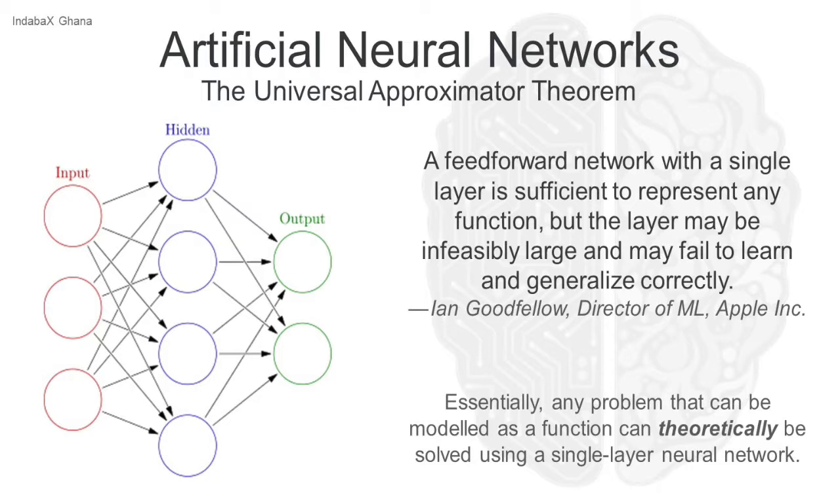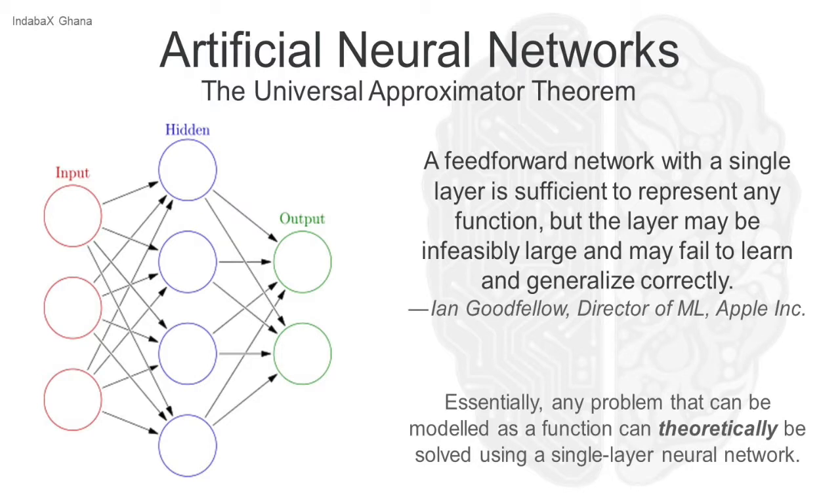Now we say theoretically because the amount of nodes that you will need in the layers to solve the problem is infeasible. You run out of memory, you run out of computing power. But if you could get all the computing power or the memory necessary, it is possible to model any problem with a single-layer feed-forward neural network. All right? But because this is impossible, this is where we come to the issue where you need depth.